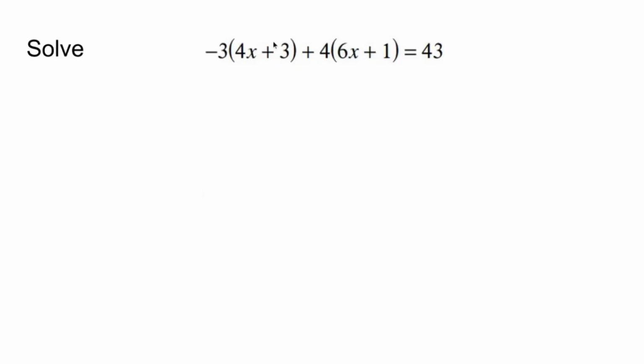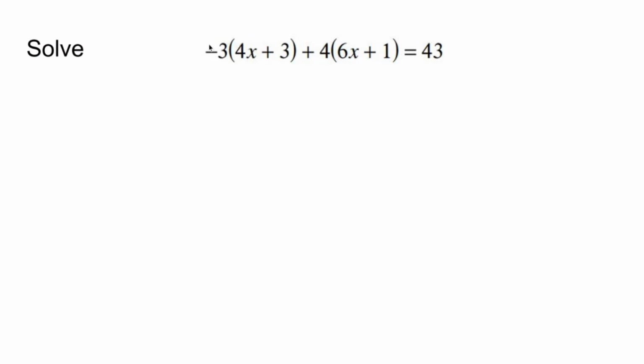All right, so take a look at this problem, and it's pretty much a mess. We have distributive property over here. We have distributive property right next to it, and then it just equals 43. So whenever you have a problem that involves distributive property, that's what you're going to want to do first 99% of the time. Now we have two separate distributive property problems.